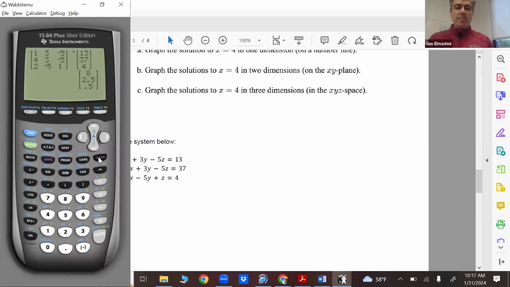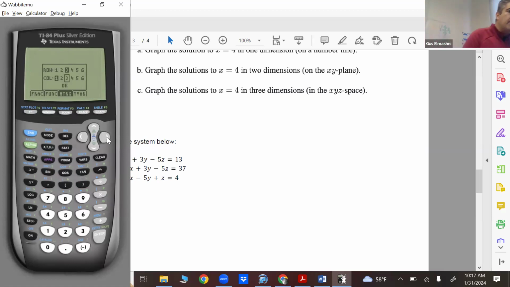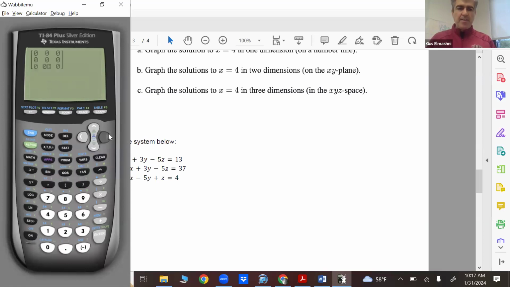I'll recap one more time. So alpha zoom. You make a 3x3 matrix, and you type in all the coefficients. I know you guys can type stuff in. You raise it to negative 1 power, so you hit the x negative 1 button. You go back to alpha zoom. Now you do a 3x1 matrix, and you put these numbers here, 13, 37, and 4. What this does is it'll isolate x, y, and z all at once.